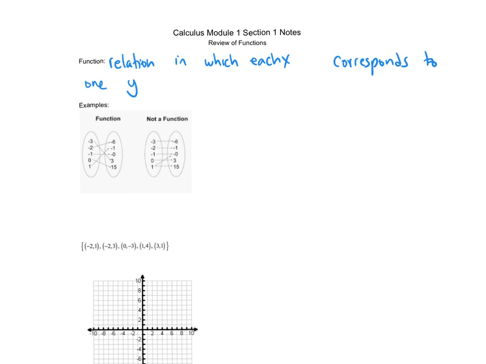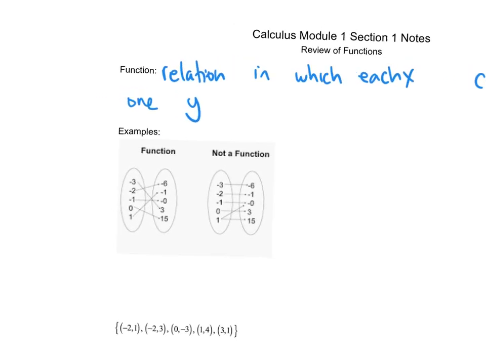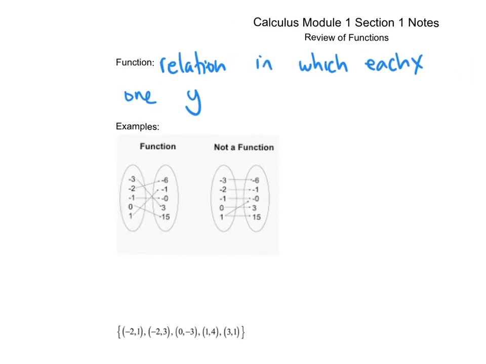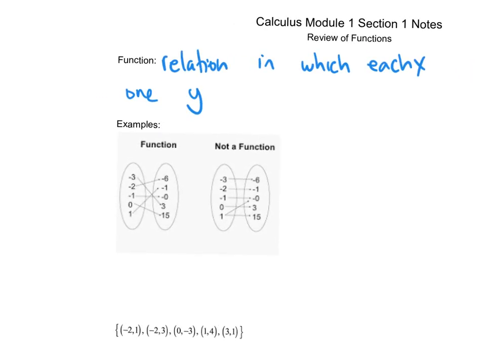So a couple examples. One thing you could do is a mapping. So here's a mapping where you have some x values on the left. So these are my input or my x values, and then my y values there. And you can see on the function, each x goes to 1 y. So negative 3 goes to negative 3. Negative 2 goes to negative 6. Negative 1 goes to 0. All these are a function because each x goes to 1 y.